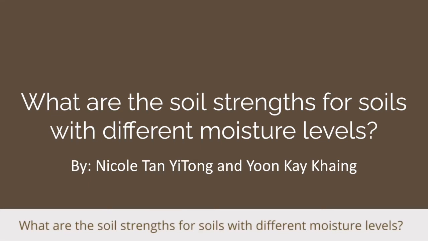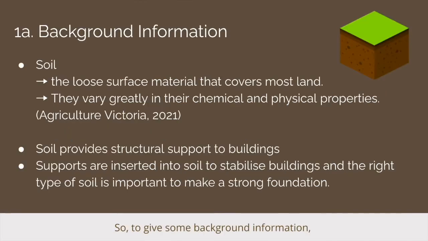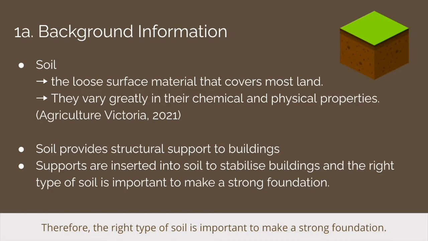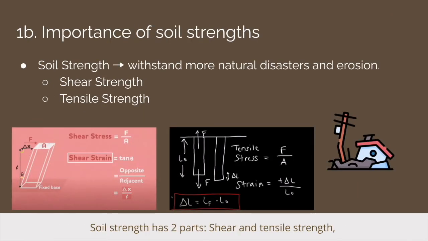What are the soil strengths for soils with different moisture levels? So, to give some background information, soil is the loose surface material that covers most land and it provides structural support to stabilize buildings. Therefore, the right type of soil is important to make a strong foundation. Soil strength has two parts, shear and tensile strength, and with a higher soil strength, buildings will be able to withstand more natural disasters and erosion.